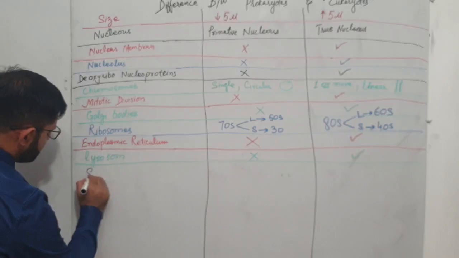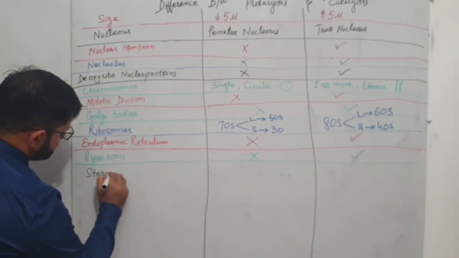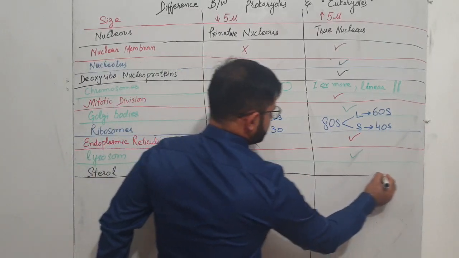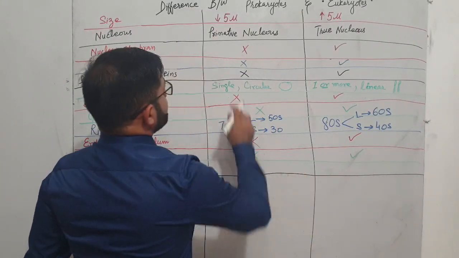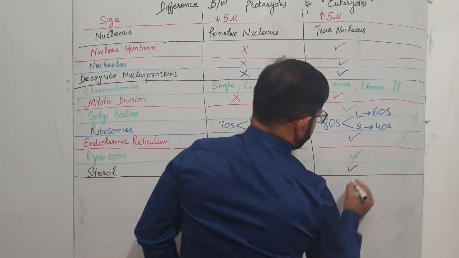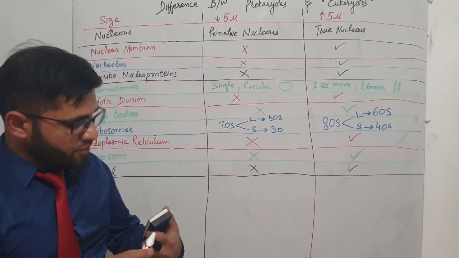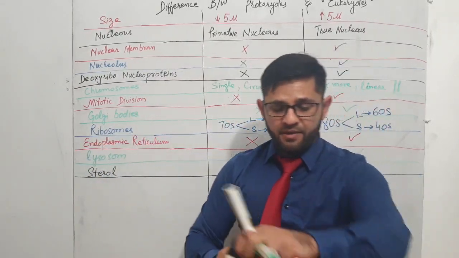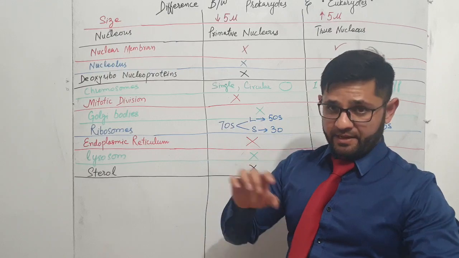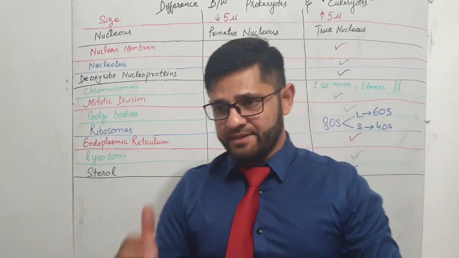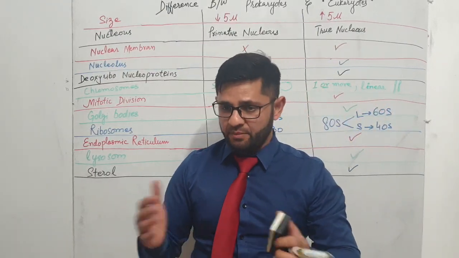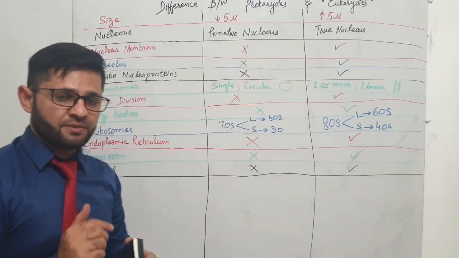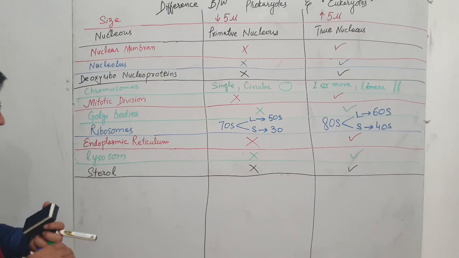Clear? Now let's discuss the sterol which is present in the cell membrane. The sterol is absent in the prokaryotic cells, while it is carried by the eukaryotic cell. And what is the function of sterol? It gives elasticity to the cell membrane and prevents the cell from dehydration.